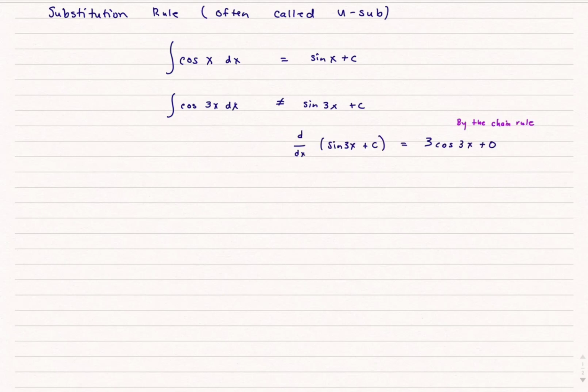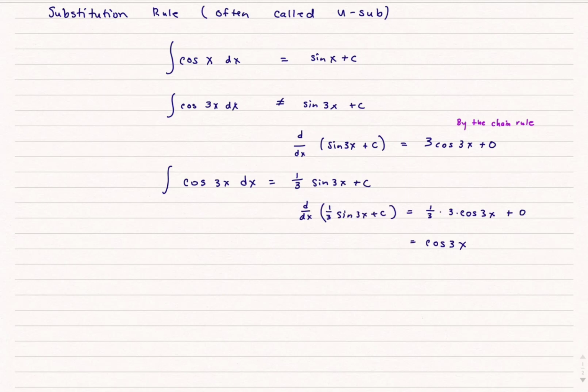If I take the derivative of sine 3x plus c, I get 3 cosine 3x plus 0, or 3 cosine 3x. That's by the chain rule. So that doesn't work. But after knowing what I just did, what if I said that the integral of cosine 3x dx was equal to 1/3 sine 3x plus c? Now let's take its derivative. If I take the derivative of 1/3 sine 3x plus c, I get 1/3 times 3 cosine 3x plus 0. Again, that 3 comes from the chain rule, which is equal to cosine 3x.